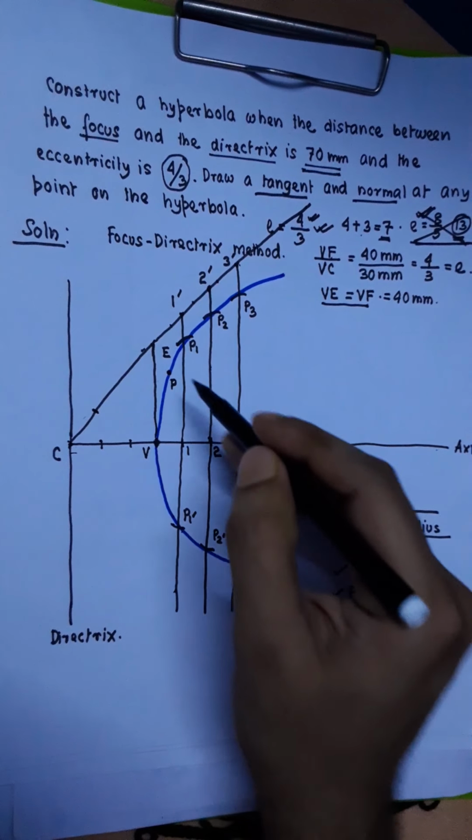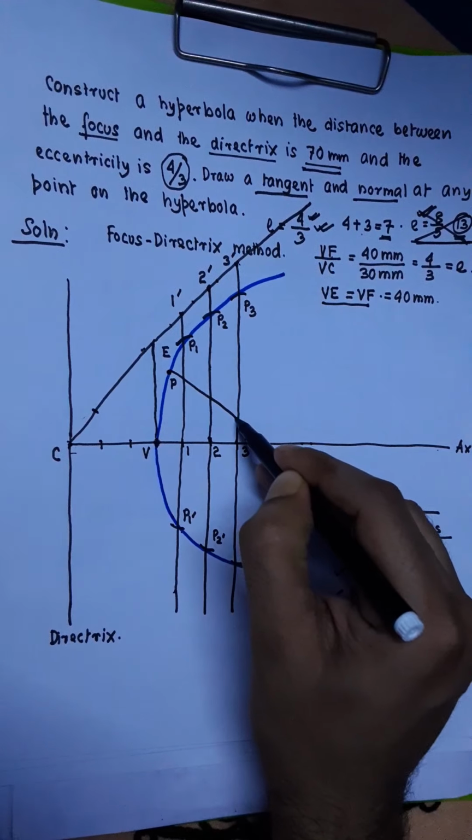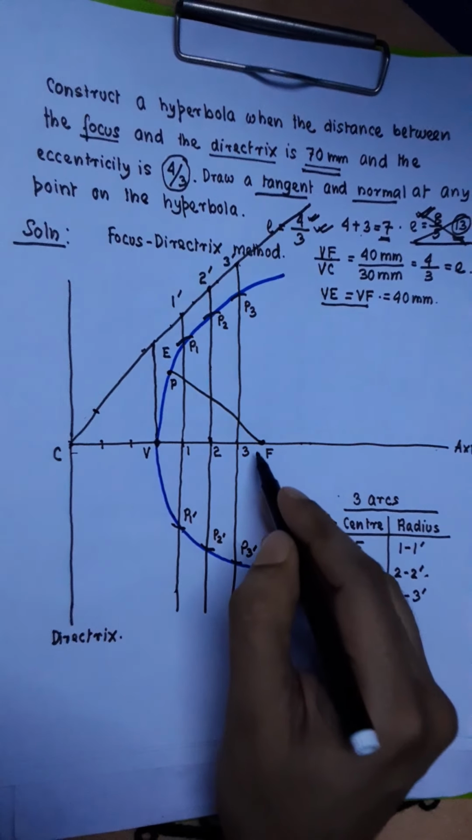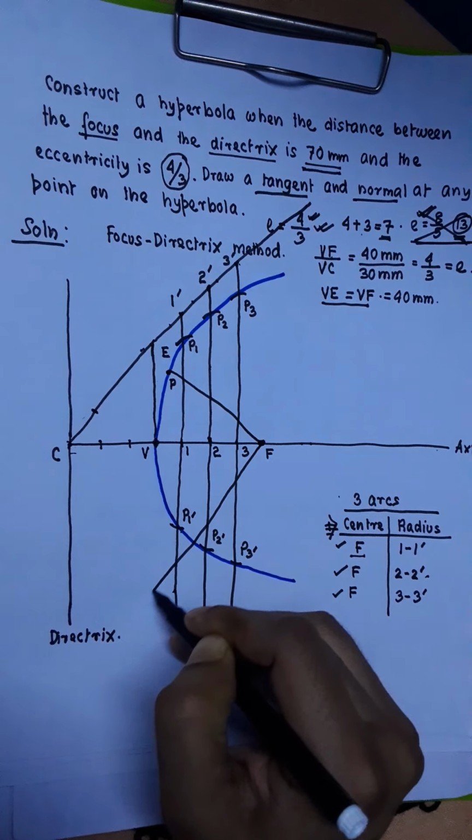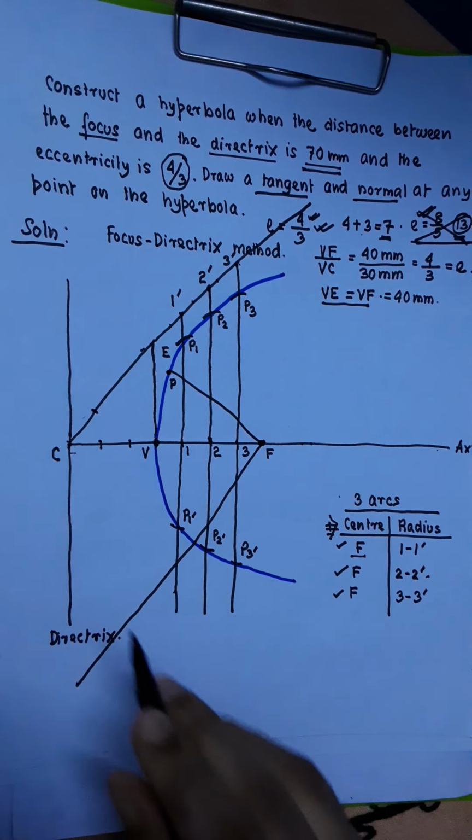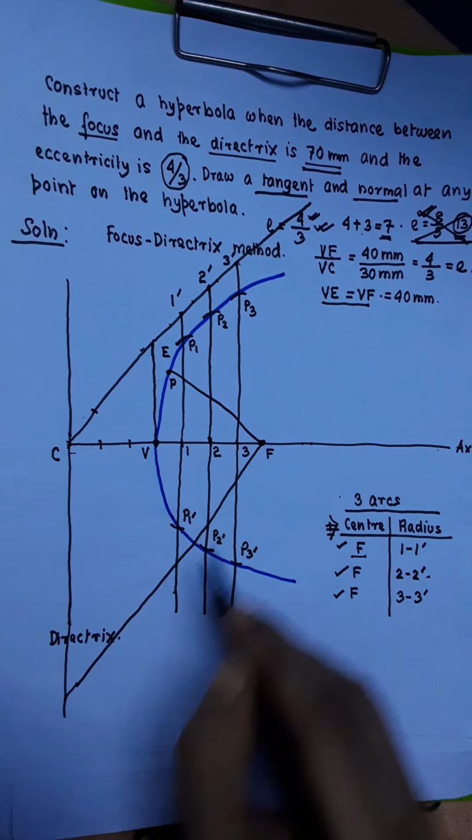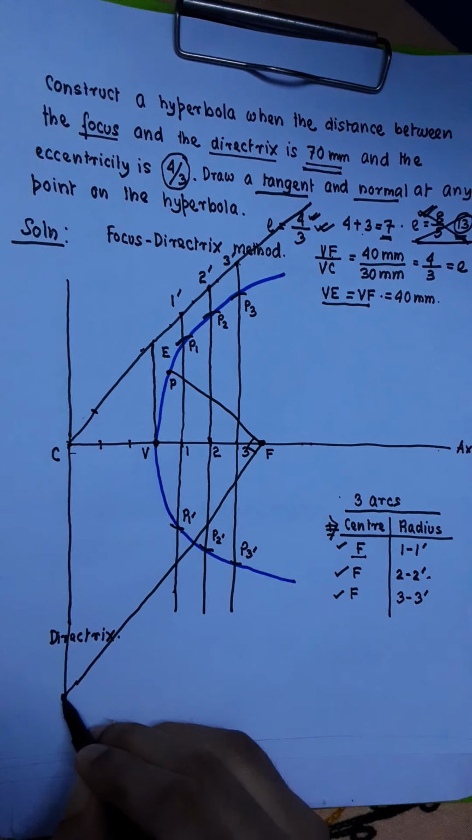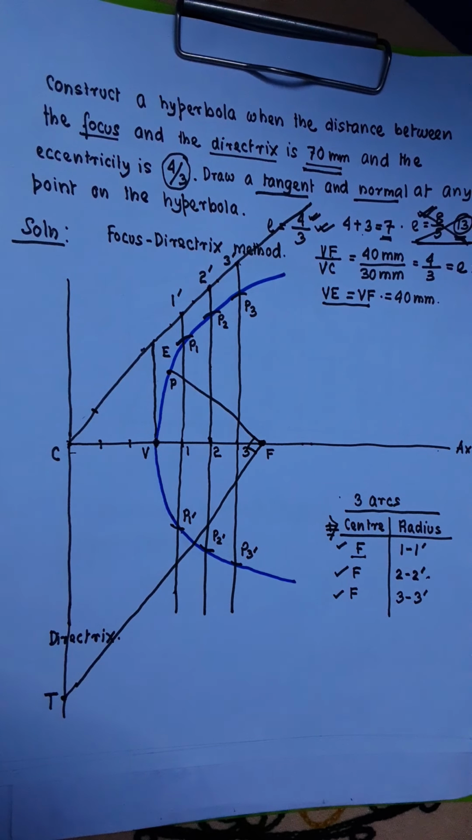So what are the steps that you have to follow? First you join this chosen point P with the focus. Then what you do is draw a line which is perpendicular to PF and make it intersect the directrix. So this line which is perpendicular to PF intersects the directrix at this point. You call this point as T.